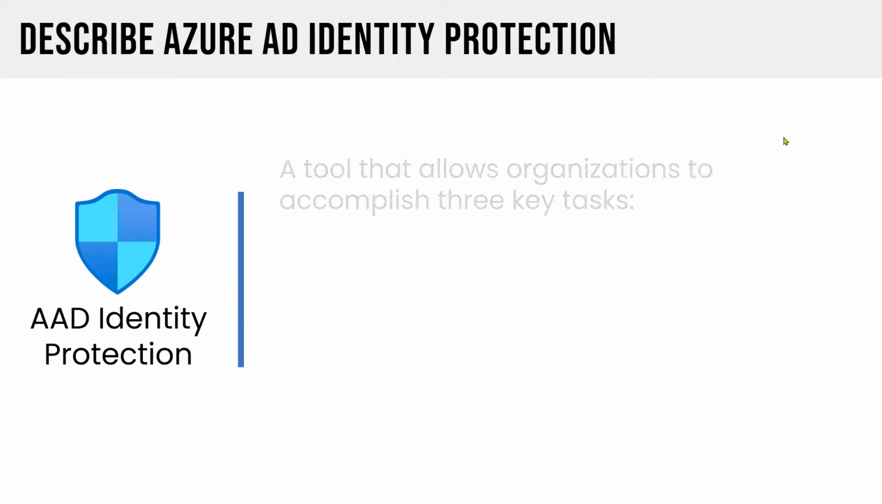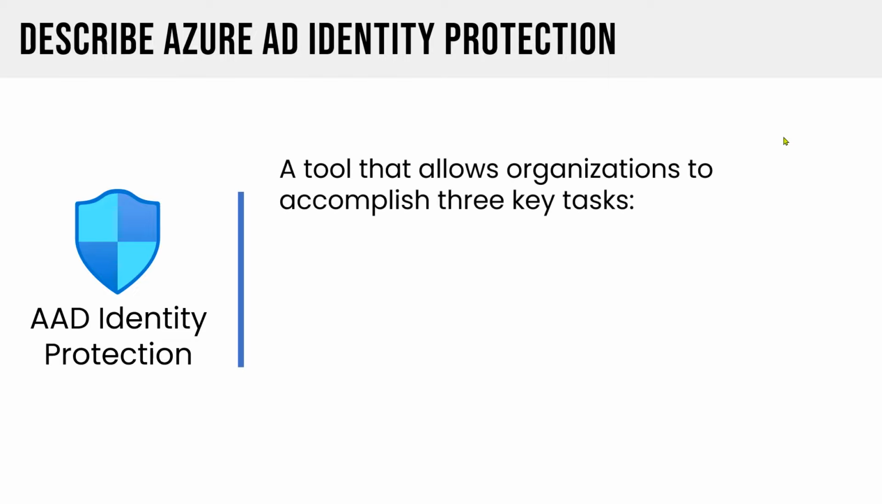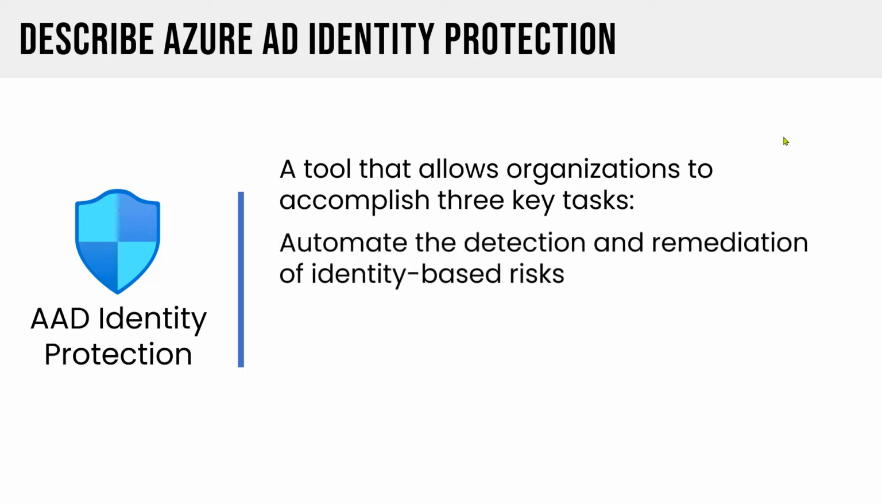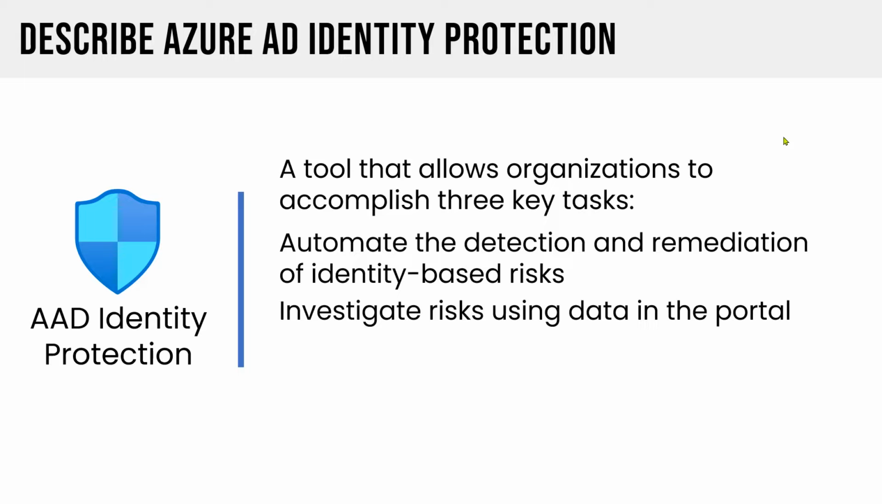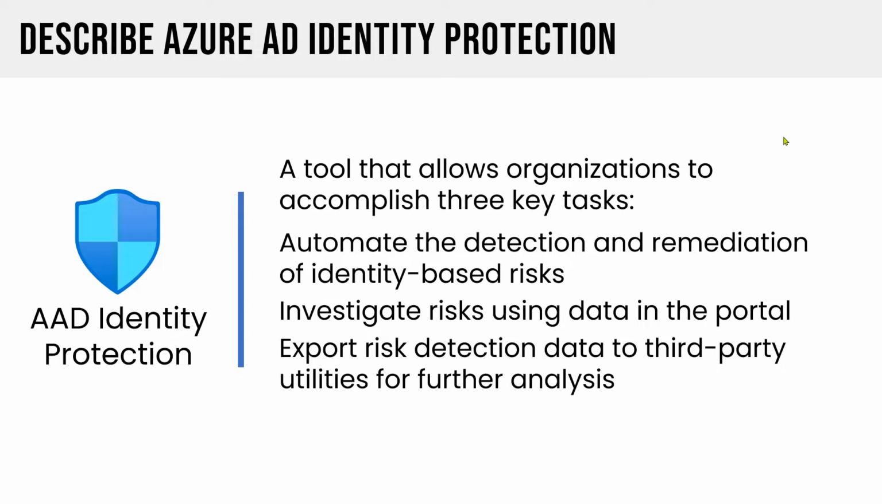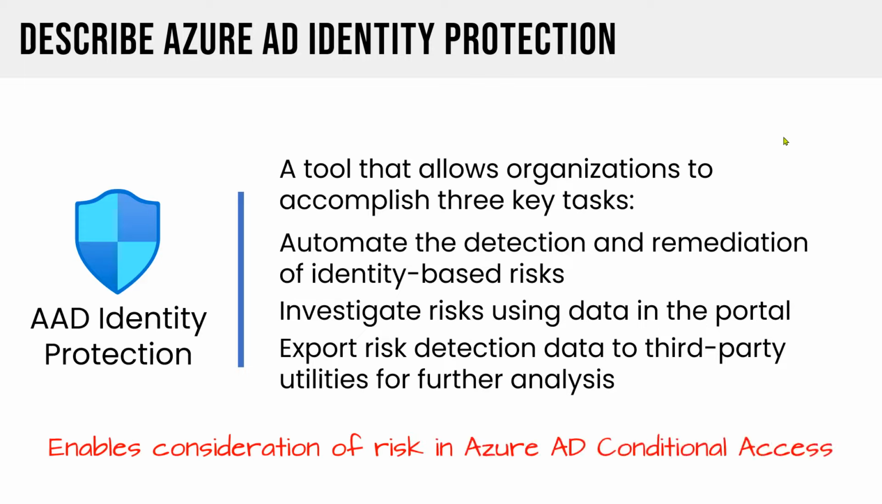So Azure AD Identity Protection is a tool that allows organizations to accomplish three tasks. They can automate the detection and remediation of identity-based risks. So they can identify user risk and identify risky access attempts. And we can investigate risks using data in the portal. We can even export risk detection data to third-party utilities for further analysis. So perhaps just as importantly in my mind, it enables consideration of risk in Azure AD conditional access.